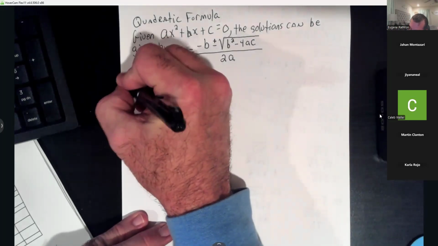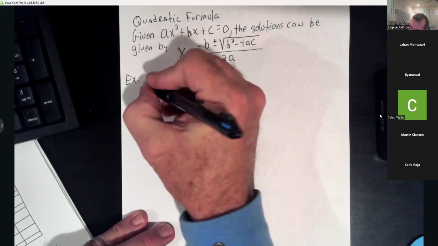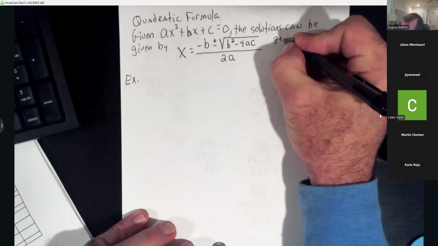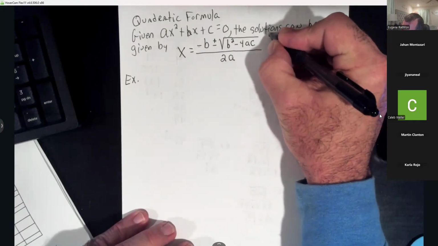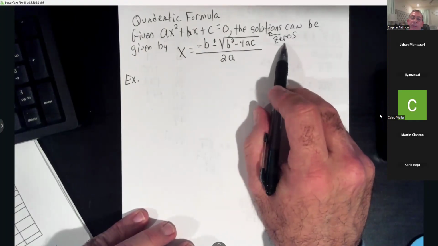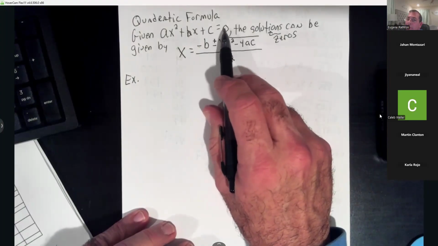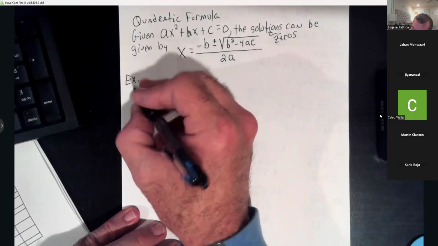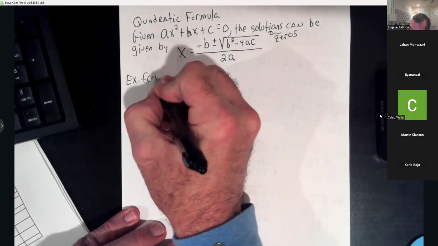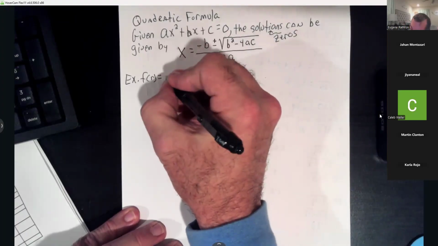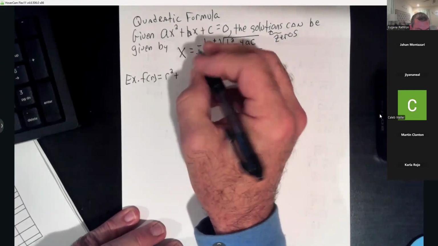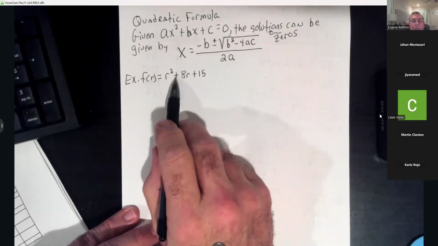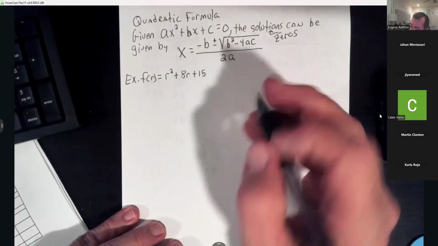So y'all, let's play with some examples. And solutions are also called zeros. And the reason we call them zeros is because we're setting it equal to 0, okay? All right, so let's play with our first one. I got f of r equals r squared plus 8r plus 15. So the first thing I'm going to do is set that equal to 0.